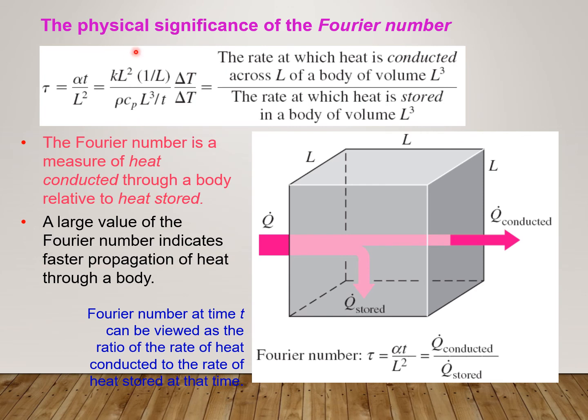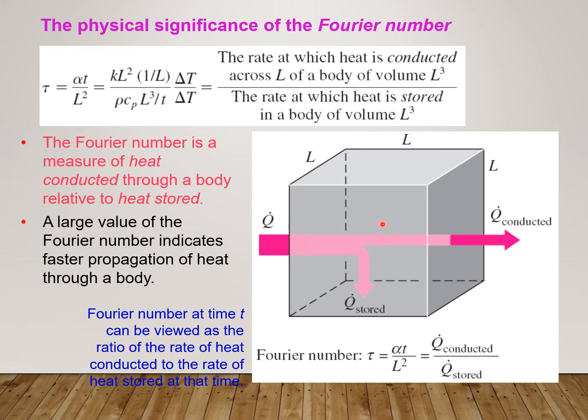Now we will discuss the physical significance of the Fourier number. Tau is equal to alpha t upon L squared, which is equal to k L squared times delta T upon L, divided by rho Cp L cubed times delta T upon t. It is the rate at which heat is conducted across the length L of the body of volume L cubed, upon the rate at which heat is stored in the body of volume L cubed. The Fourier number is the measure of heat conducted through the body relative to the heat stored.